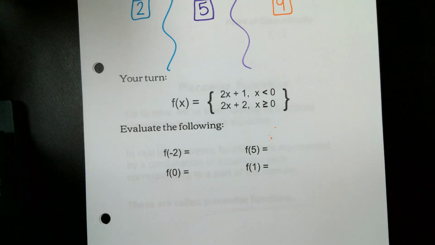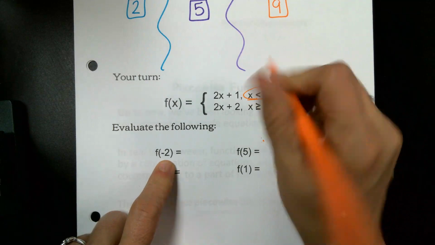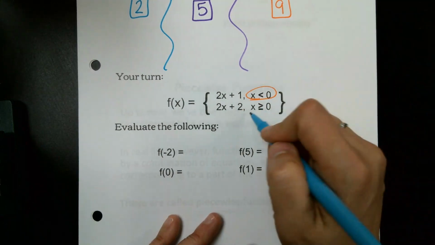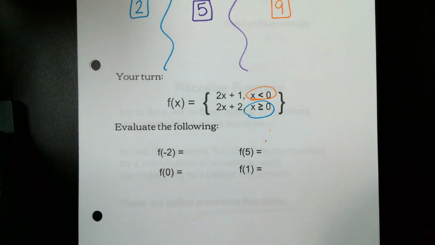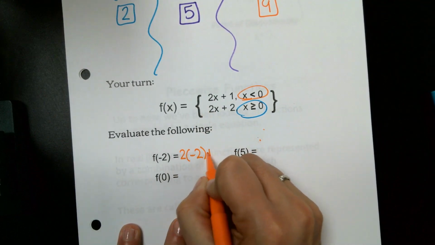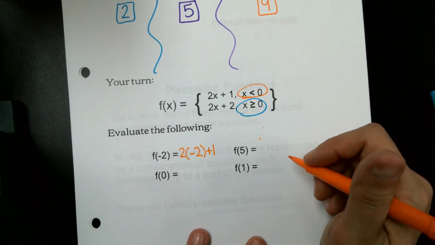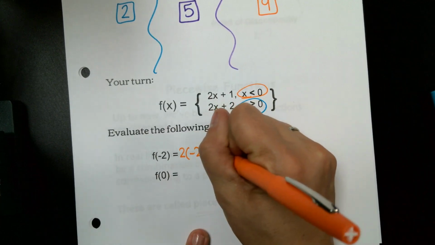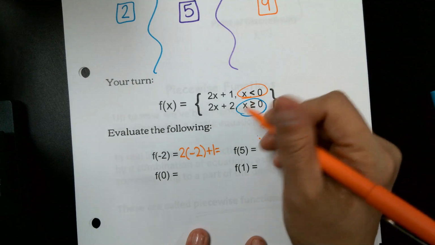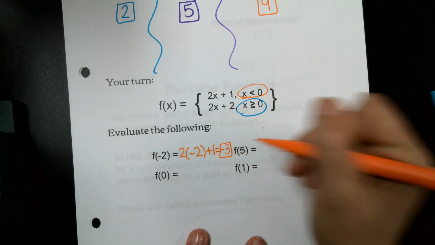Okay, so negative 2. Would I use the top one or would I use the bottom one? Top. So we're going to do 2 times negative 2 plus 1. That equals negative 5. Oh wait, negative 2 times 2 is negative 4. Oh, negative 3.